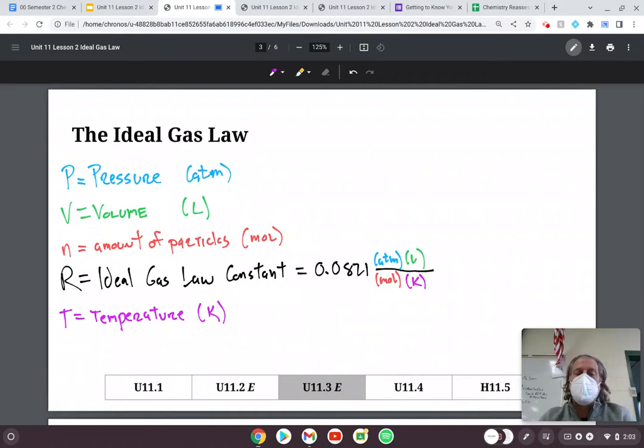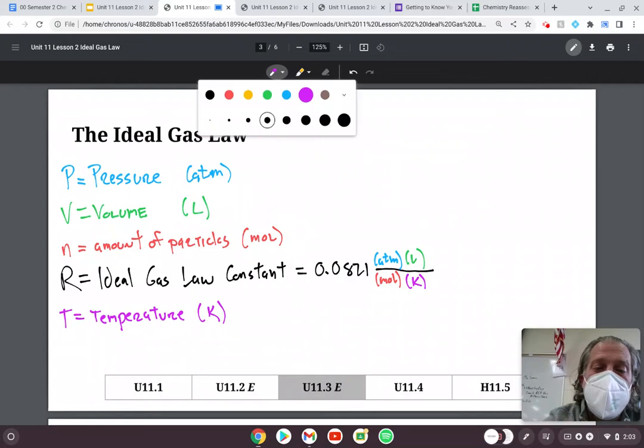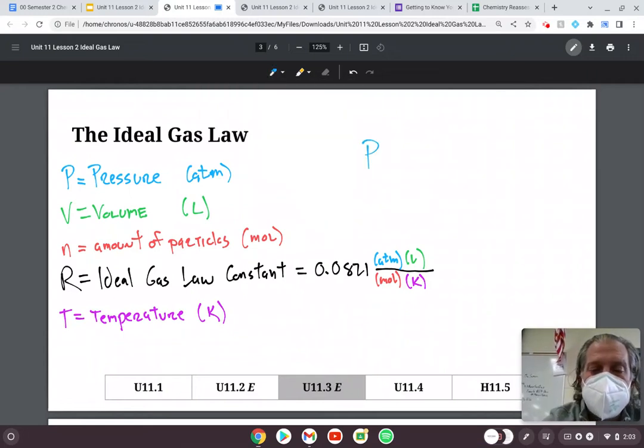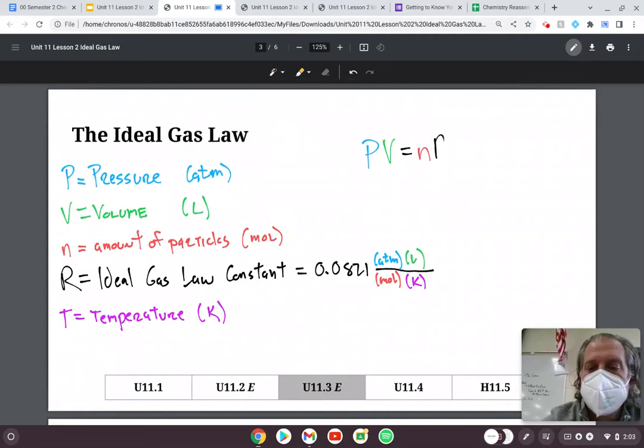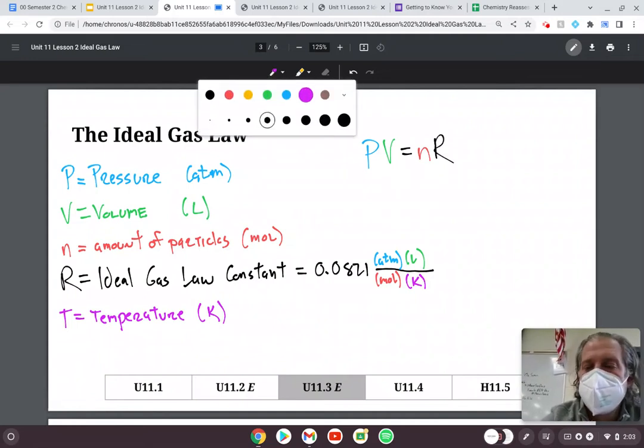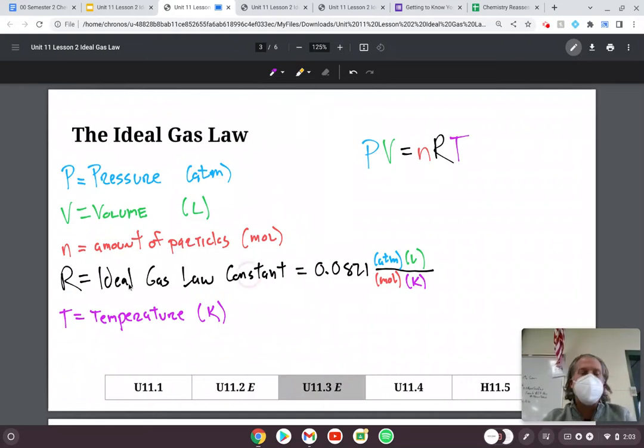So, using these four measurable quantities and the ideal gas law constant, we can create a formula that looks something like this. Okay. So that's the formula for the ideal gas law.